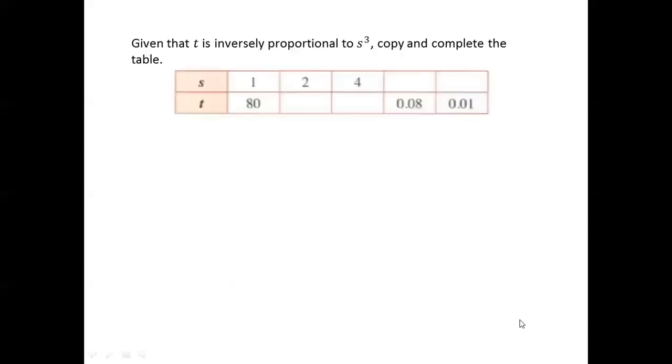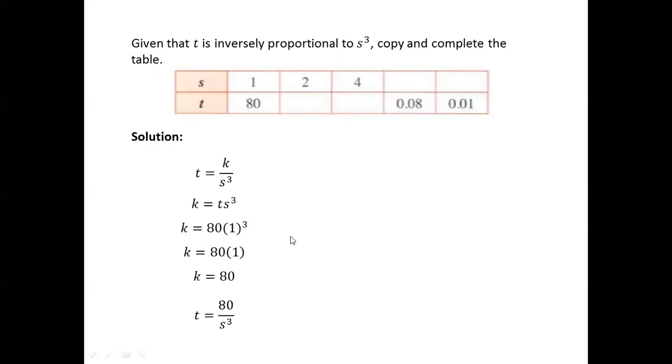Next, given that t is inversely proportional to s cubed, copy and complete the table. So again, let's begin with the general equation. T equals, inversely proportional, k over this variable, s cubed. Solving for k, we have t times s cubed. We can make use of these values to solve for k. Substituting 80 for t and 1 for s, 1 cubed is simply 1, so the value of k is 80.